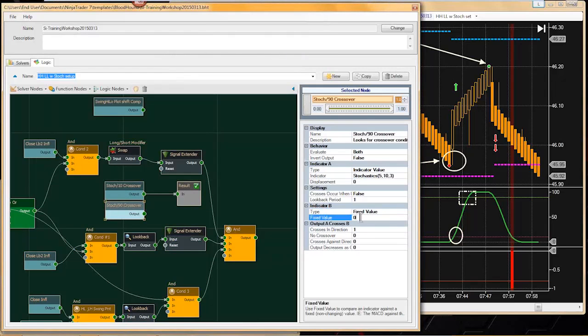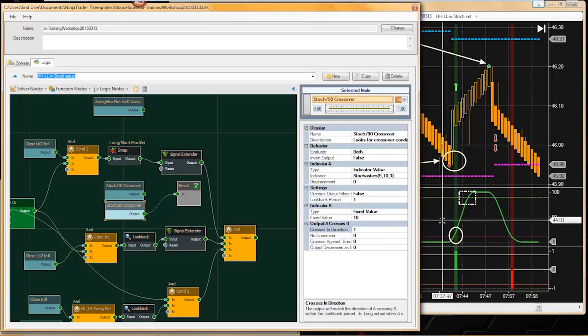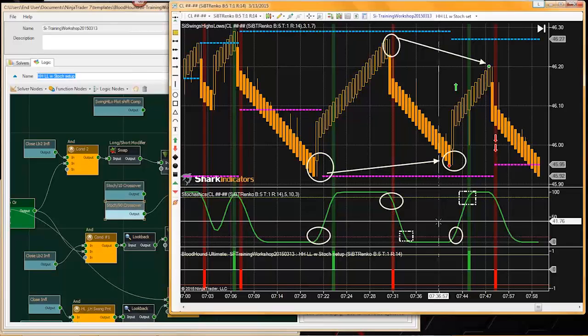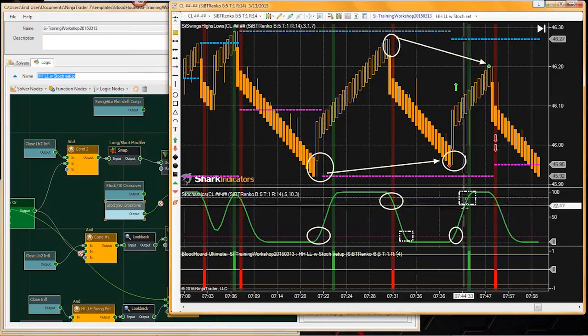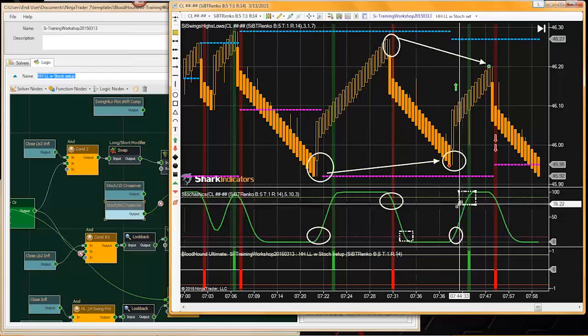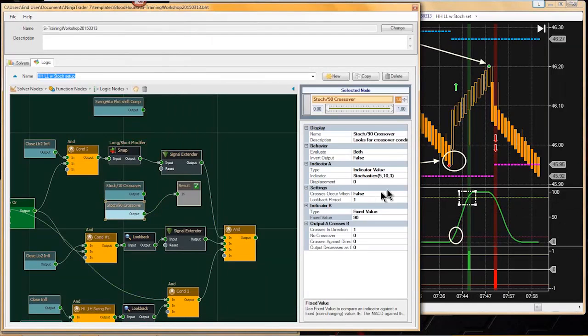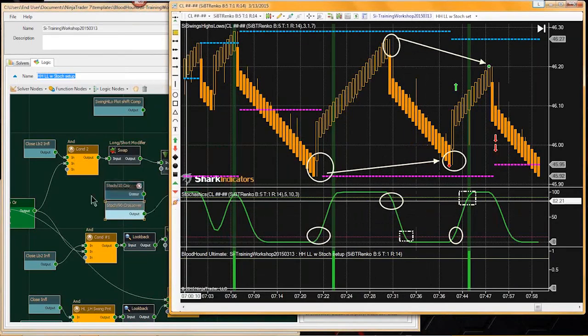So I'm just going to go through and set the solver up quickly. Sorry, not 10. We want it to be 90. There we go. Okay. And we're only interested when it crosses above 90, so I need to get rid of those short signals. So let's set the evaluate to the long only. Yeah, there we go.